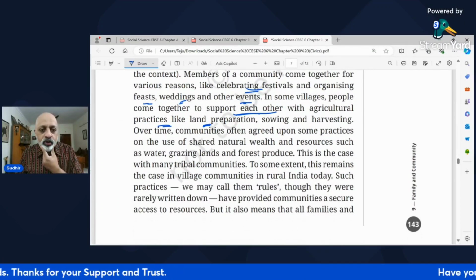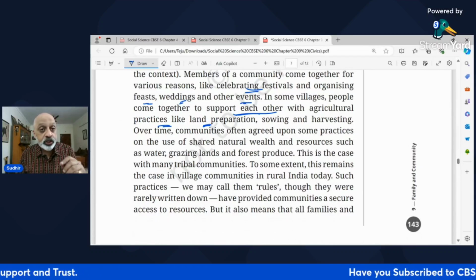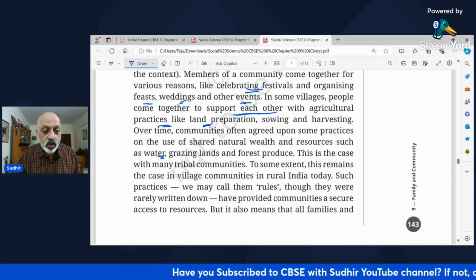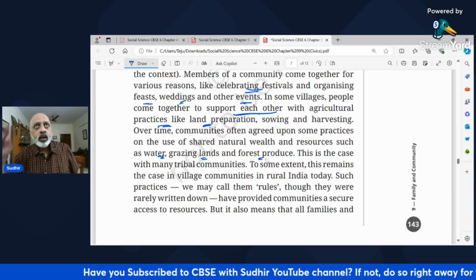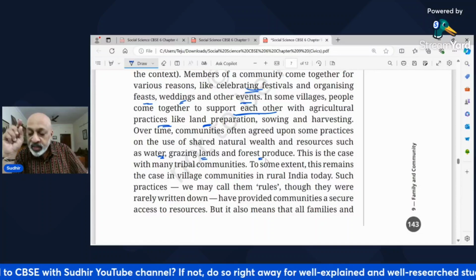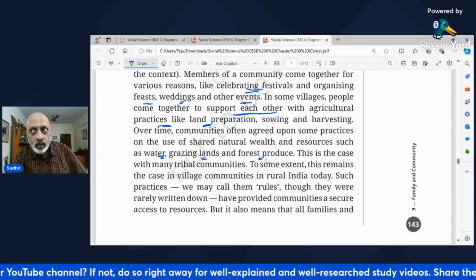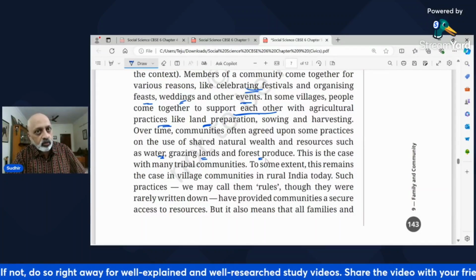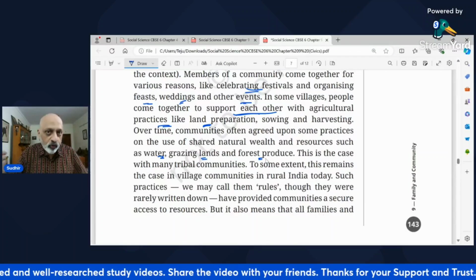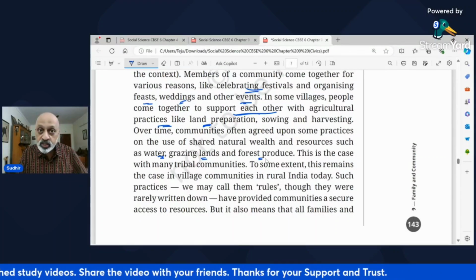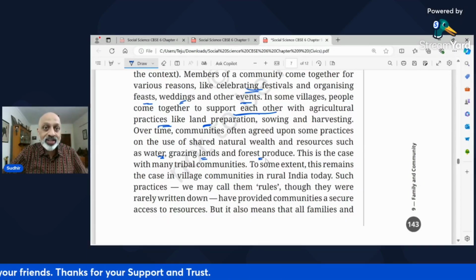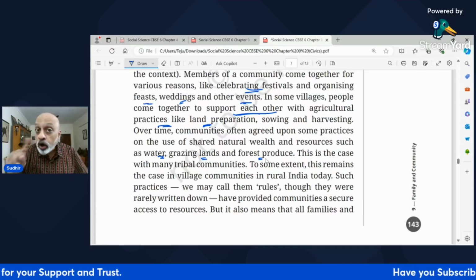Communities often agreed upon some practices on the use of shared natural wealth and resources such as water, grazing lands, and forest produce. Now, what does this mean? For example, in a forest area, there are, let's say, tribals. They would have an understanding that we will collect wood for use as firewood from the forest, if they are not having cylinders, but that will be basically wood which has fallen down, the twigs, the branches, etc. We will not cut any trees.